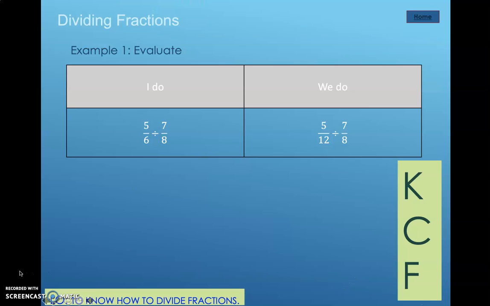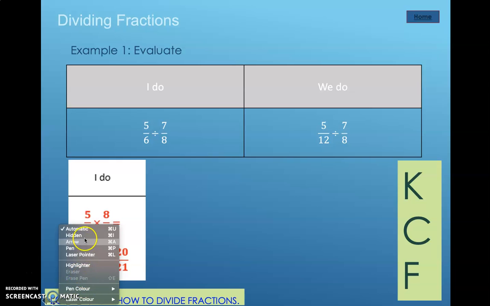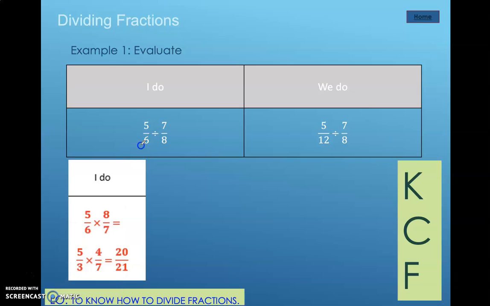So let's have a look at this first one. So we keep our first fraction. We keep our 5/6. Keep that. Check. We then change the symbol, so that's where our C comes in. We then change the symbol, so that's become multiply. Tick. And then we flip the second fraction, which is our 7/8. So that becomes 8/7. Perfect.